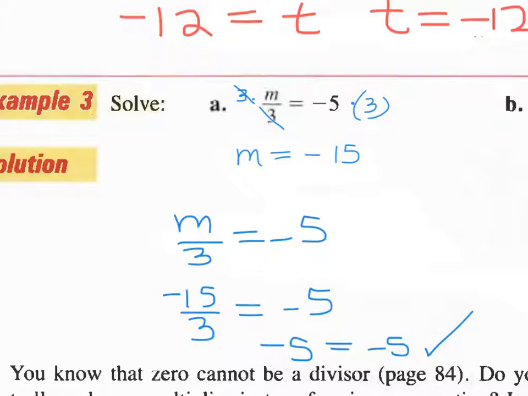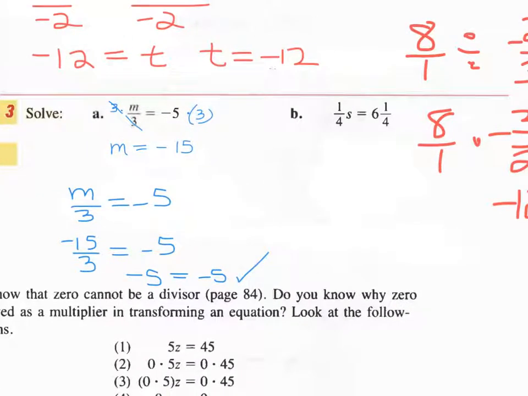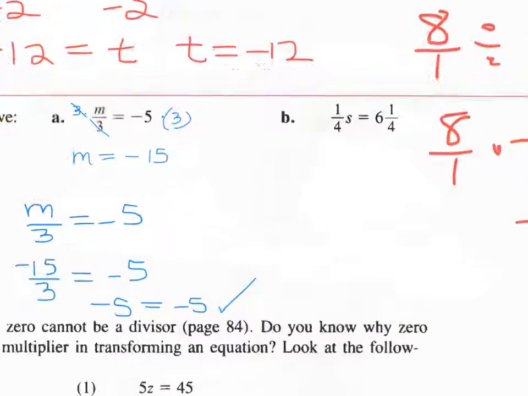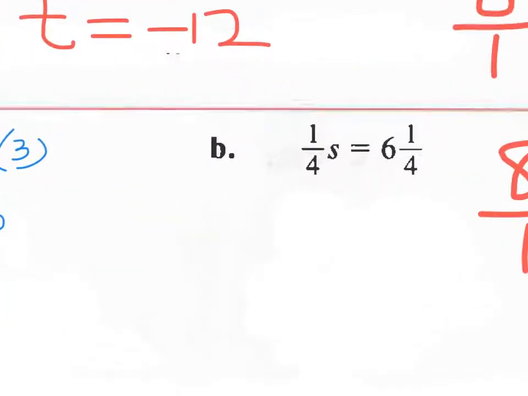Let's try example B. So on example B, notice I've got a mixed number. Remember, when you multiply and divide fractions, you need to make that mixed number improper. So that's my first step. I am going to make 6 and 1/4 improper by multiplying and then adding. So 4 times 6 is 24, plus 1 is 25. Now I have 1/4 s.